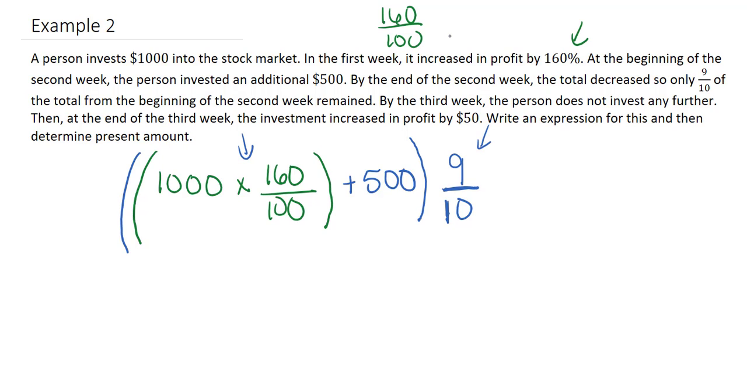And then let's look on and see what else we have to do. And then let's just actually go ahead and close this. And then by the third week, the person doesn't invest any further. So we don't have to add or subtract if we didn't take anything out. So then at the end of the third week, the investment increased in profit by $50. So let's go ahead and add $50 to this whole total. So now we've written our expression. We did it. And then we just have to determine the present amount. So now we just have to go ahead and solve what we just did.